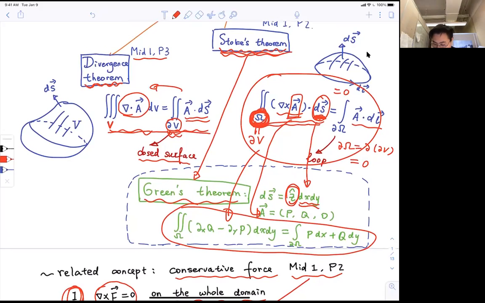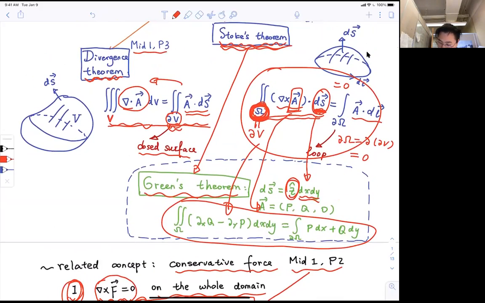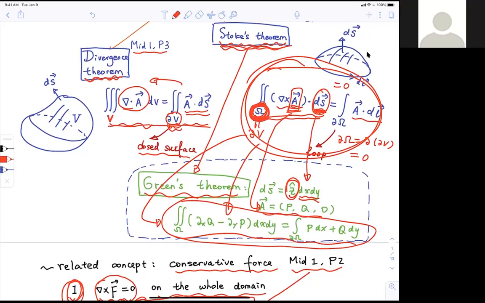Okay. Right. So if we assume that the vector A is in this form, P, Q, 0, then you plug it into this Stokes theorem, and it just gives us this equation, which is known as Green's theorem. Okay, I see, it's just a derivation. Yeah, it's just a derivation. Thank you.